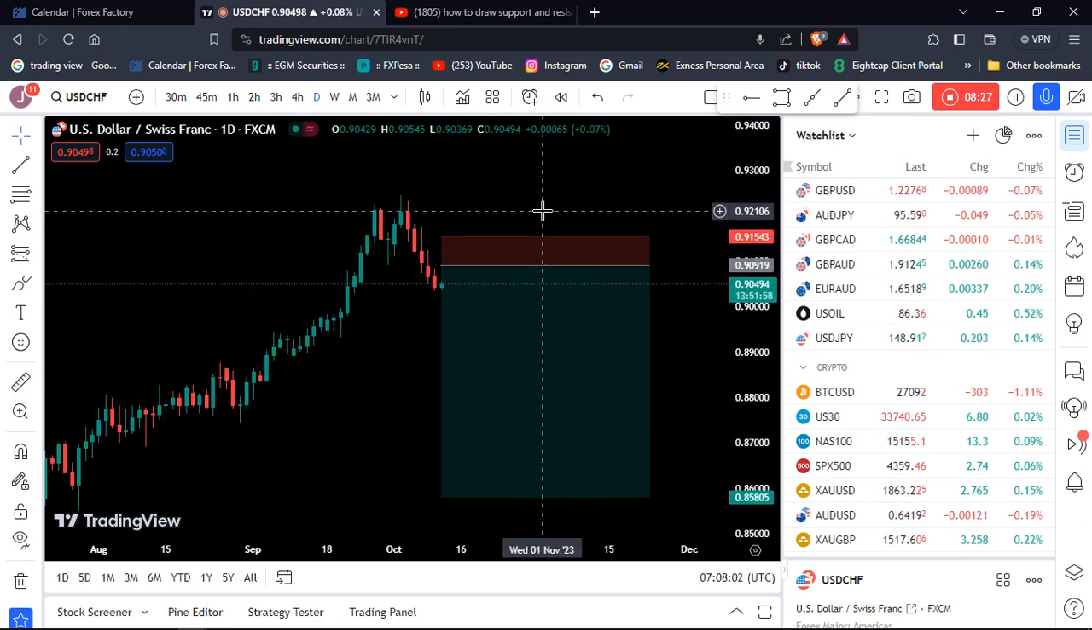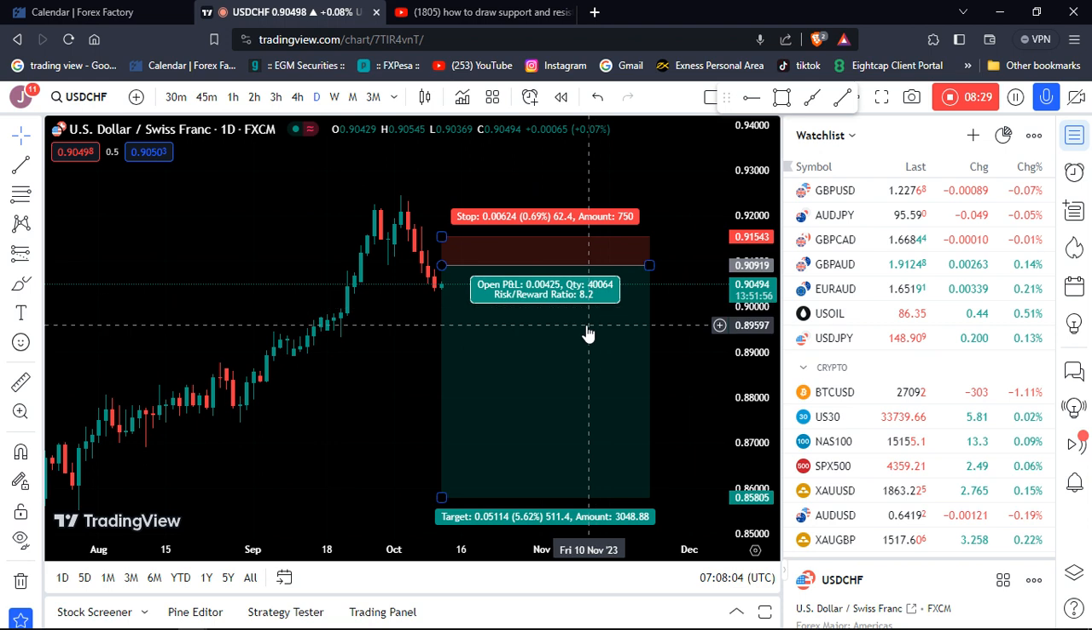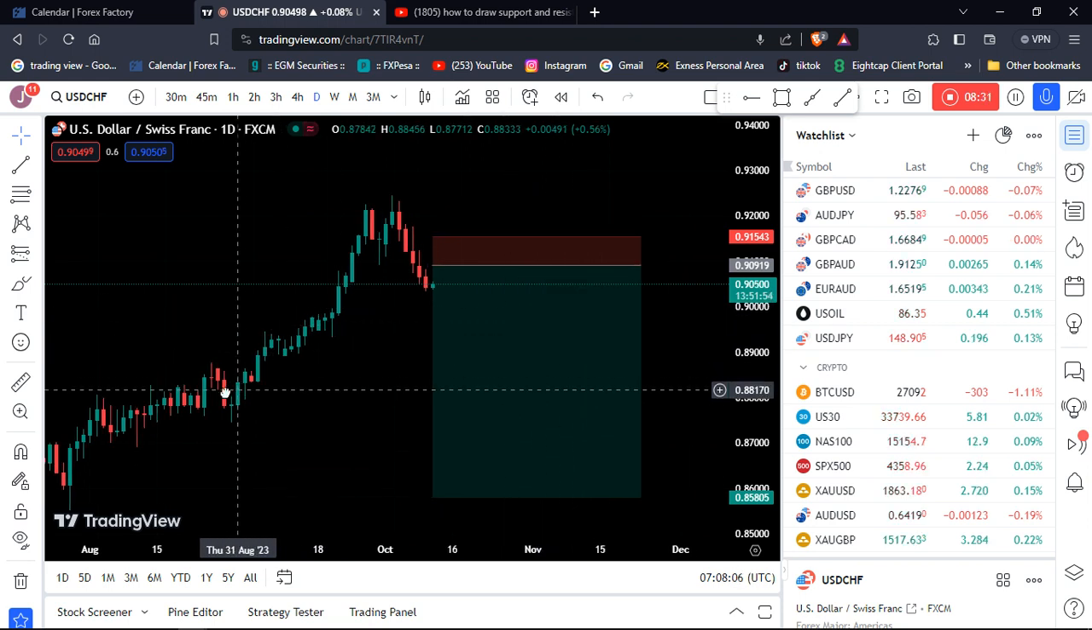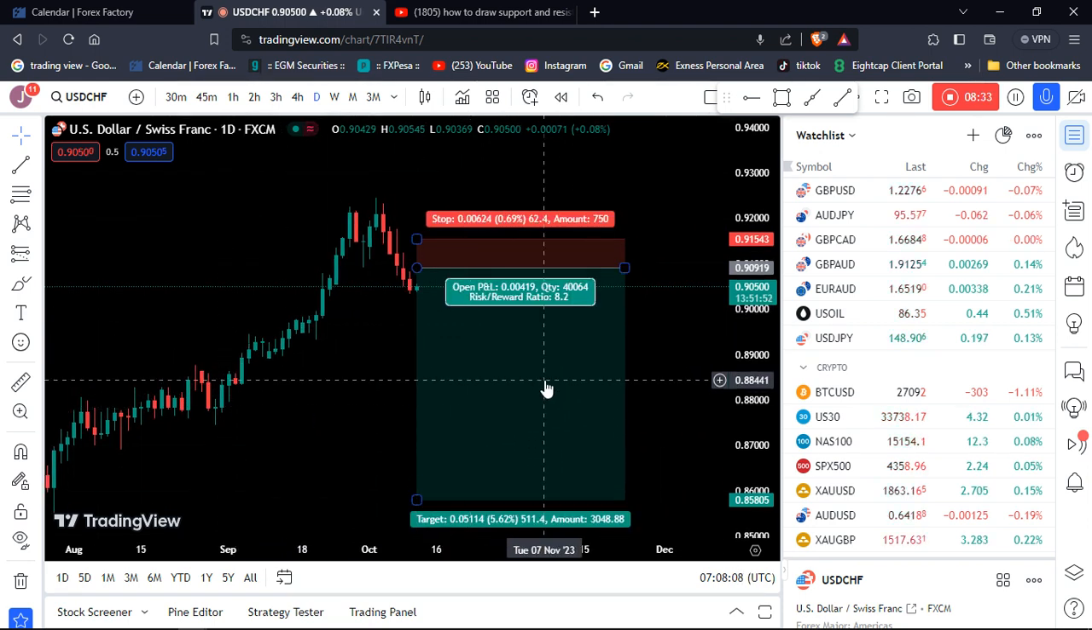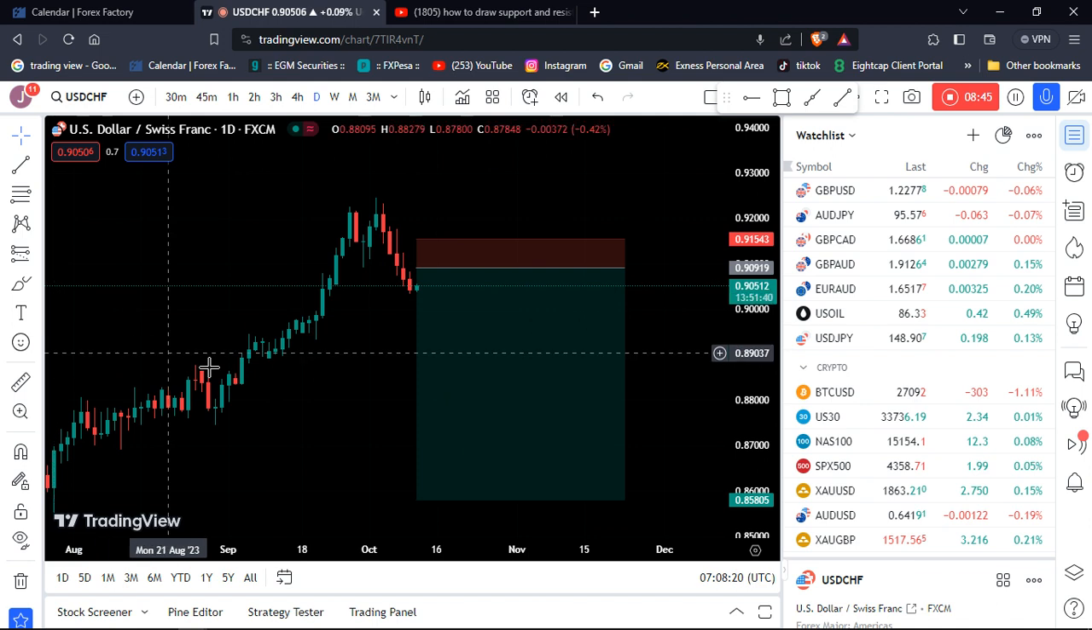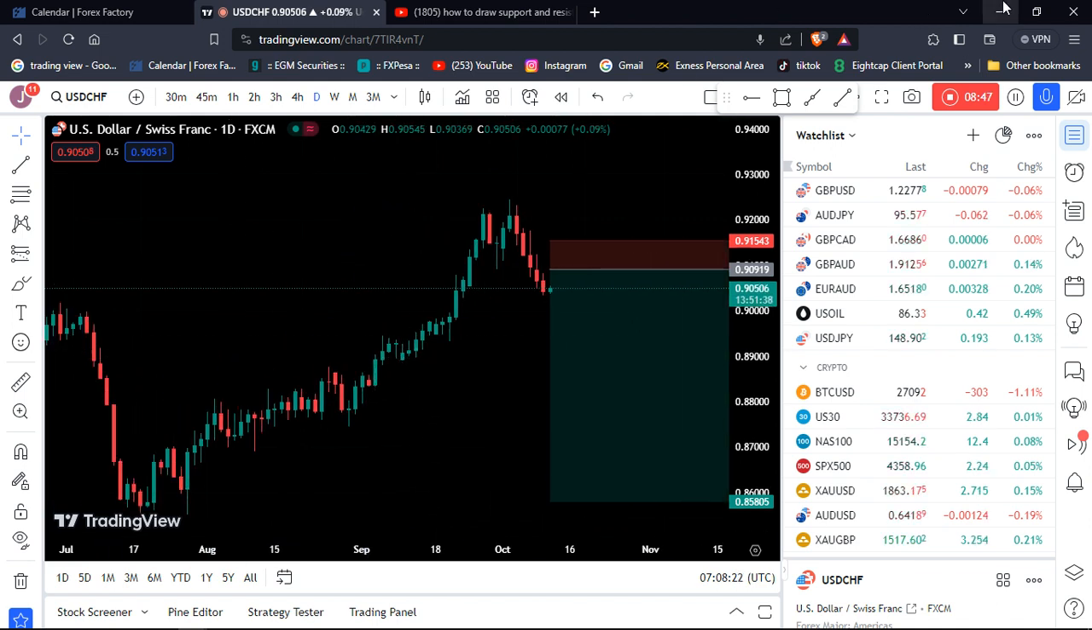If you risk your $100 there, you're going to earn $820. If you risk your $200, you're going to earn about $1,600. Well, you do the math. Okay, and that's basically it.